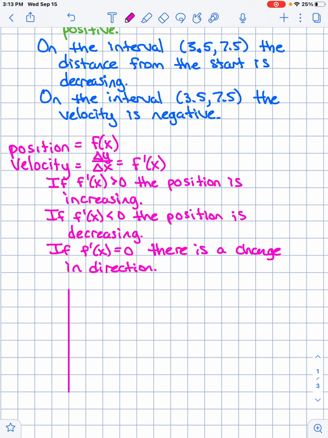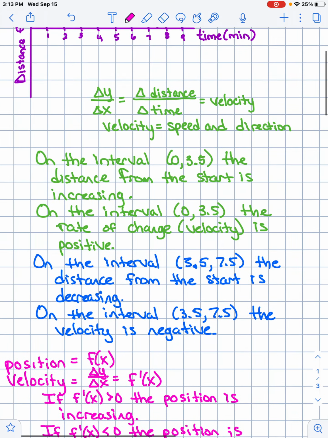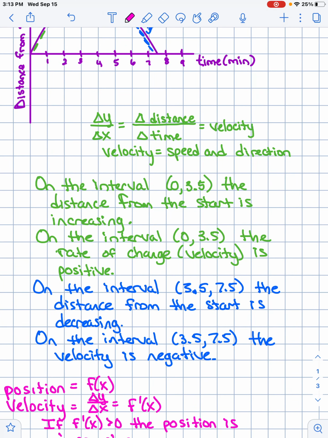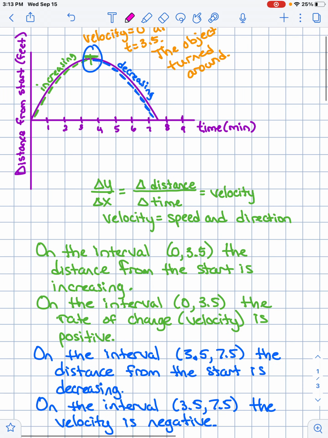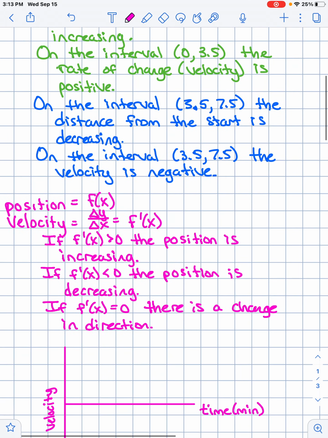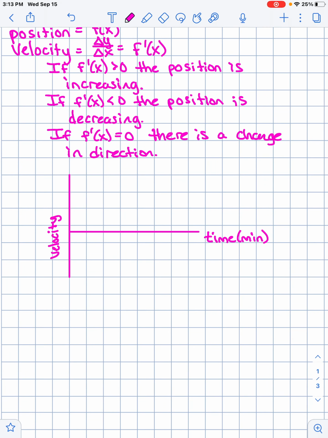So the x-axis is still going to be time. Nothing is different there. This is still time in minutes, but the y-axis is measuring velocity. It's no longer measuring the position. So this is measuring the velocity. And in order to find the units for that, the units were change in distance over change in time. So in our case, the change in distance is in feet, and the change in time is in minutes. So the velocity is measured in feet per minute.